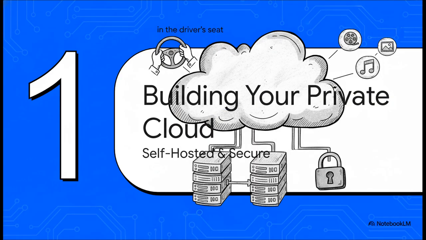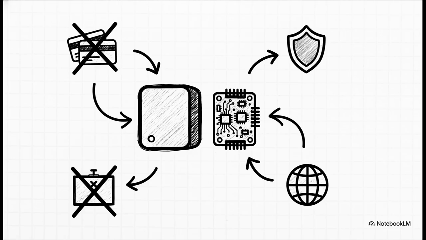So, what's the solution? Well, it's all about building your own private cloud. By self-hosting your system, you get to be in the driver's seat, you take full control over your media, and, most importantly, your privacy. You know, the core idea here is actually super simple. We're going to replace all those expensive, restrictive services with a system that runs on hardware you might already have sitting around, like an old Mac Mini and a Raspberry Pi.